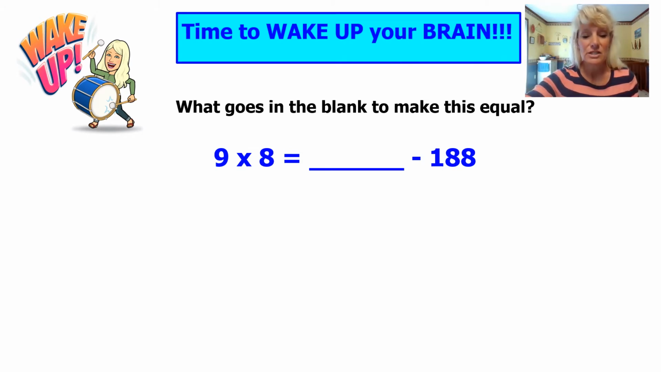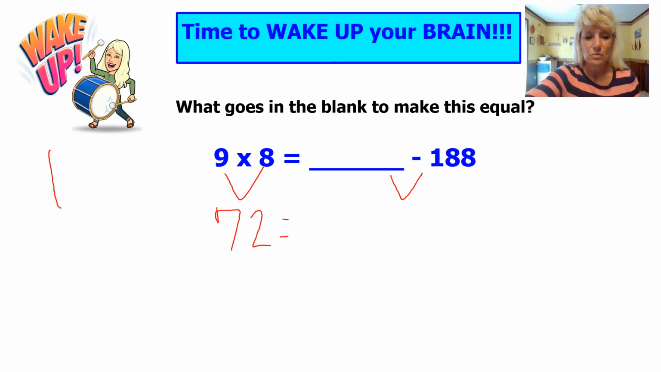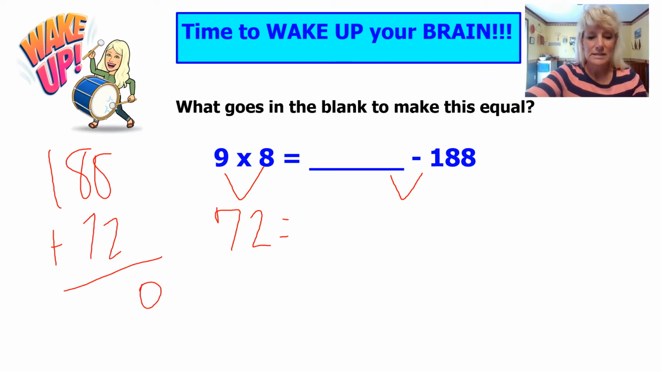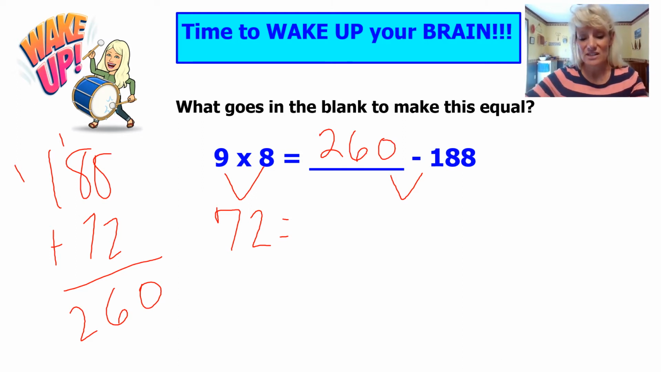Well, first thing I need to do is I take my 9 times 8, and I know that that is 72. So I need this side to also equal 72. So in order to figure that out, I'm going to actually have to add 72 and 188, and that makes 260. So right here, 260. So I'm going to check and see if that is correct.